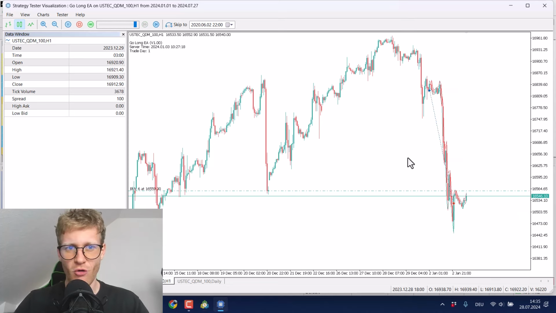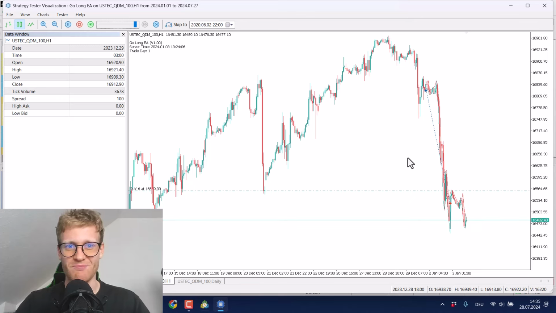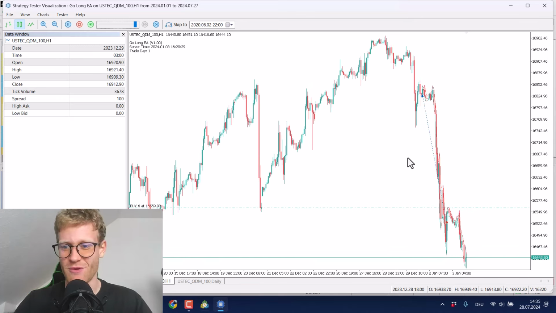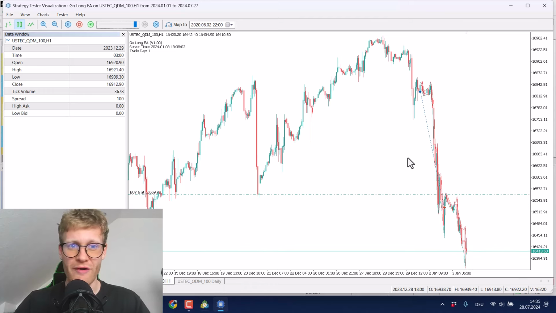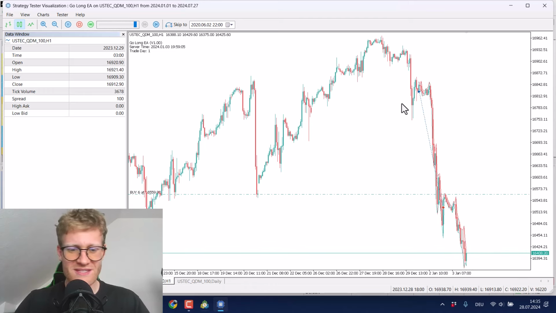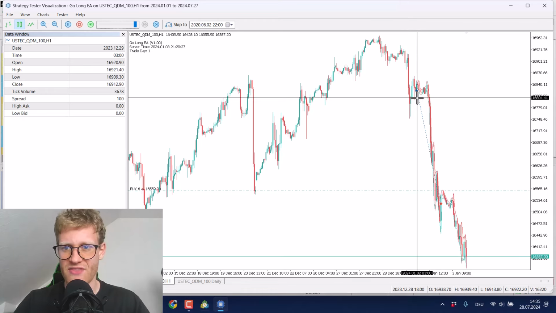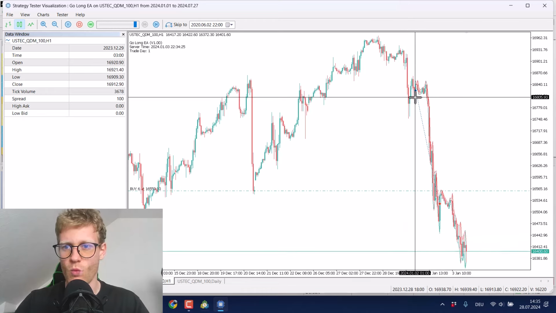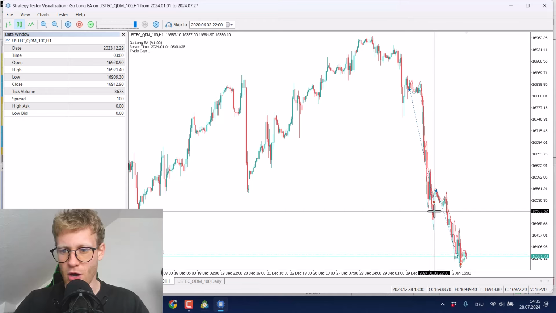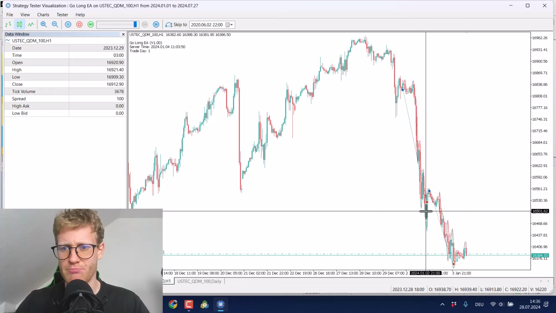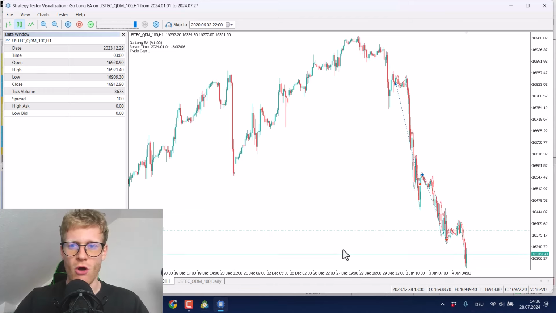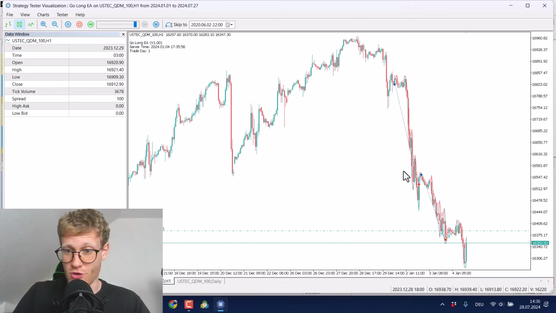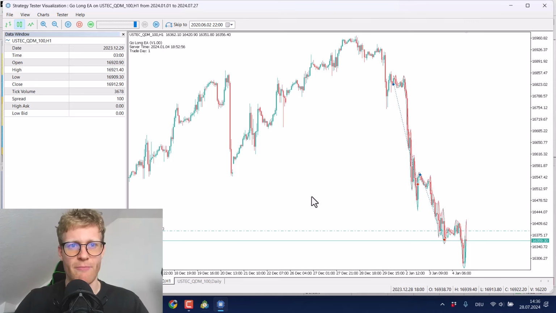And the name GoLong is not only chosen randomly, but it is exactly what the program does. It always executes a long or a buy position. So in this case here, my settings say that the position should be opened at 1 a.m. in the morning and closed at 10 p.m. in the evening. So we are pretty much invested in the market during the whole day.